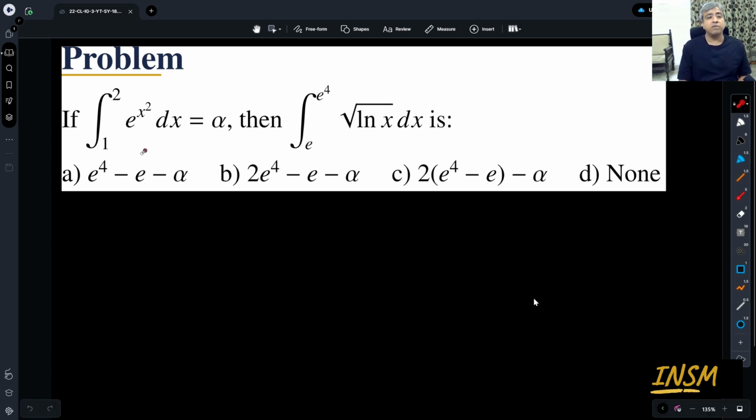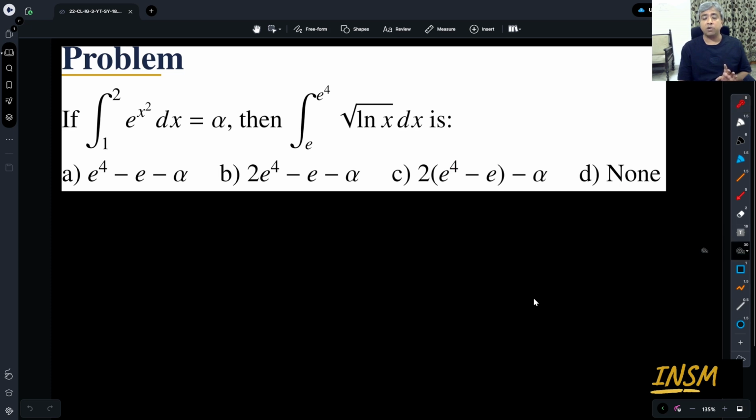So it gives us the integral from 1 to 2 of e to the power x squared dx as alpha, and asks us the integral from e to e to the power 4 of root log x. The first thing to observe in such a problem is that both the integrals given are non-integrable functions. Even using properties of definite integrals, you won't be able to solve them. And moreover, the problem has given you the value of one integral as alpha and asks for the other integral in terms of alpha.